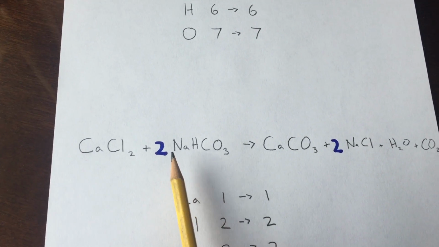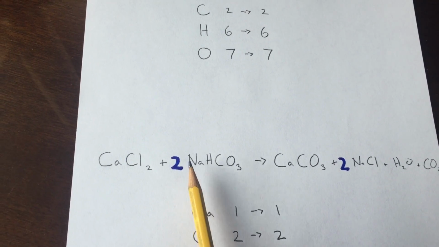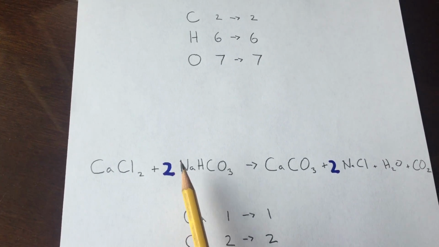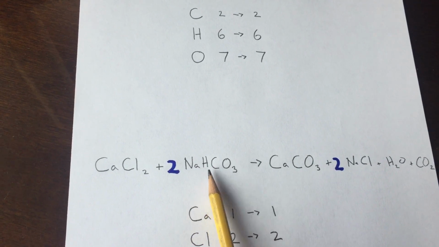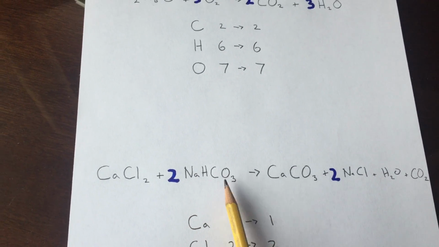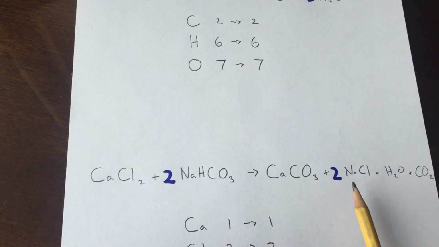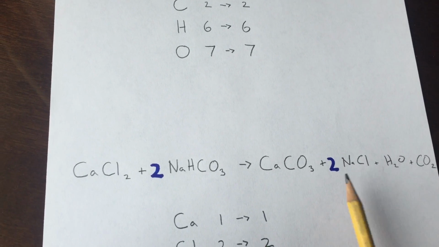So then, again, left to right, I added a coefficient of 2 to get this sodium equal. And then from there, just applied that same coefficient to the rest, 2 hydrogen, 2 carbon, 6 oxygen. And luckily, with the rest of the formula, that balanced everything out.